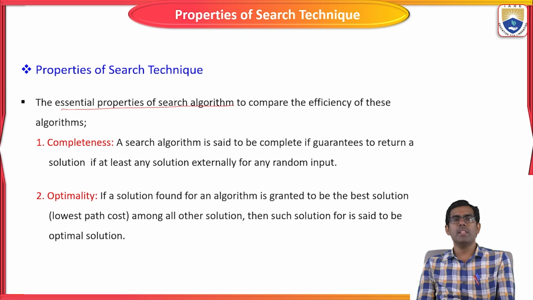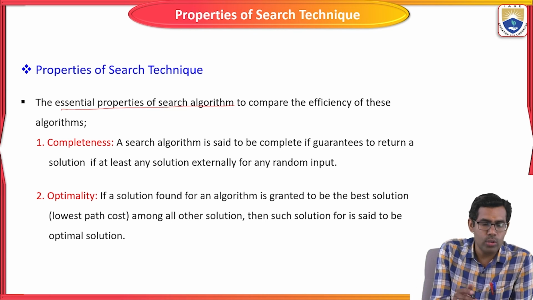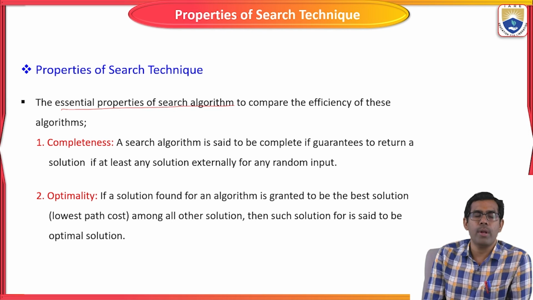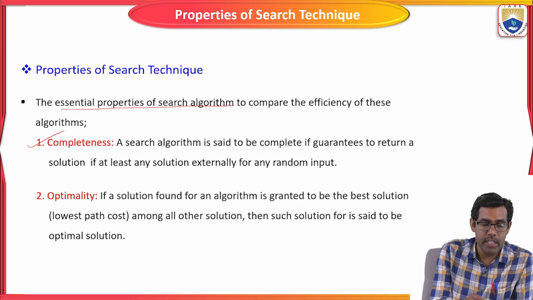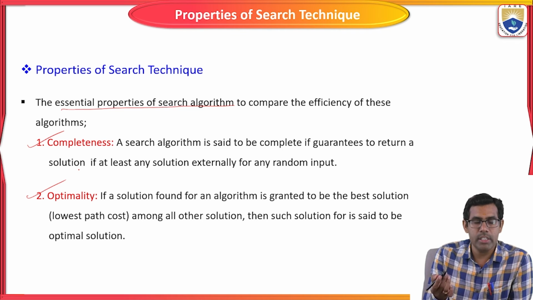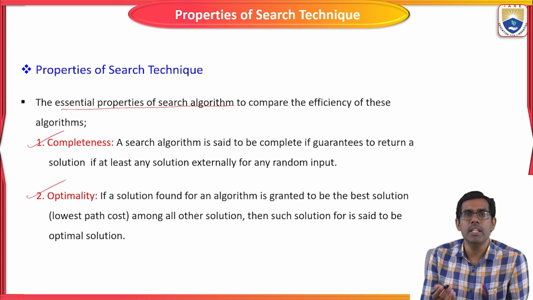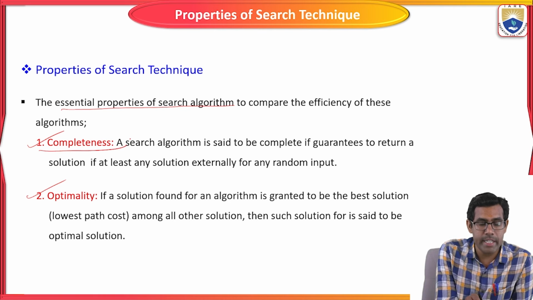Then we have to compare the efficiency with the problem statement, or based on that algorithm. If so, we have different properties. The first one is completeness, the second is optimality, the third is time complexity, and the fourth is space complexity. Then we will see them one by one. So, what is completeness?